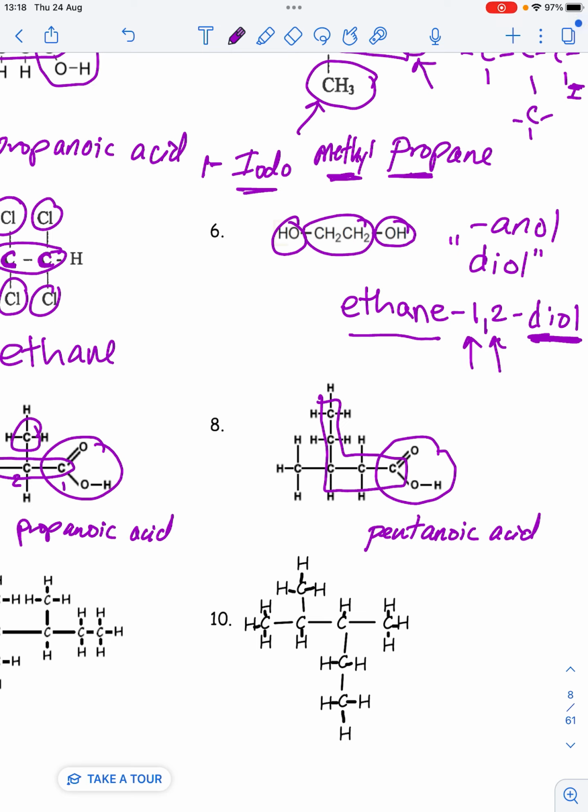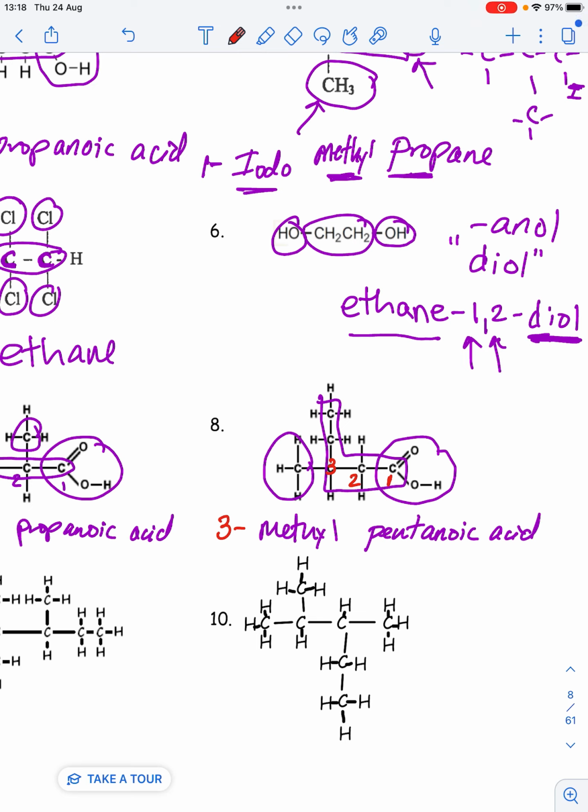There's still one thing I haven't named, though. That's this methyl group. And I've got to think where it is. Well, if I number, this has to get a 1. That's a 2. And so this is the third carbon. So we're going to call this 3-methylpentanoic acid.